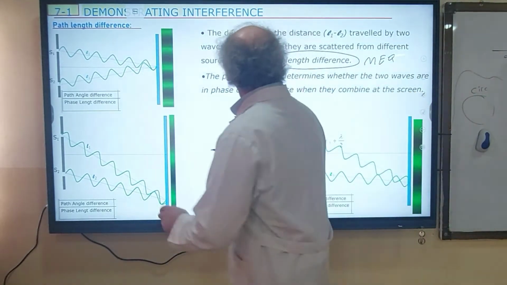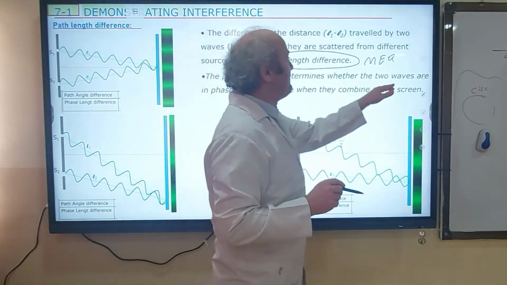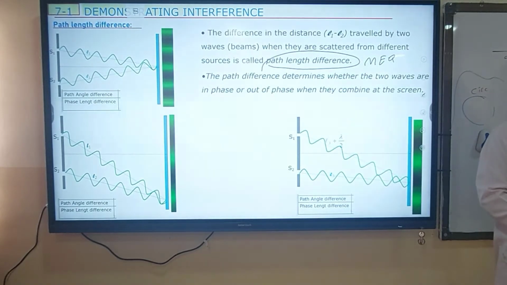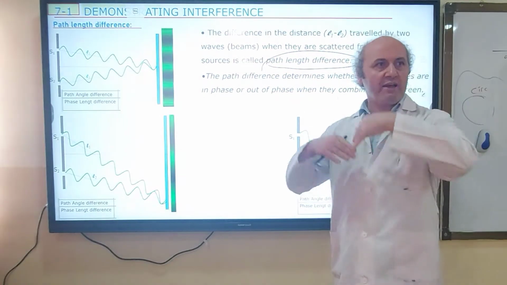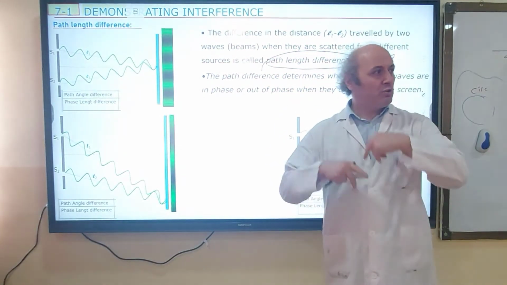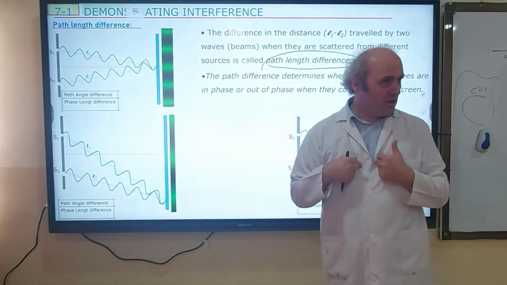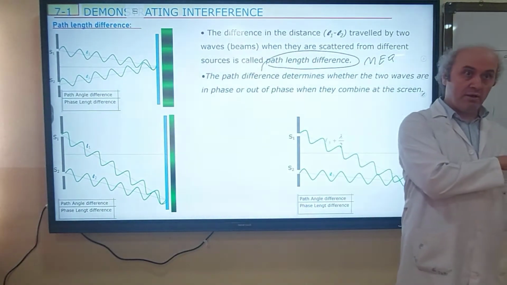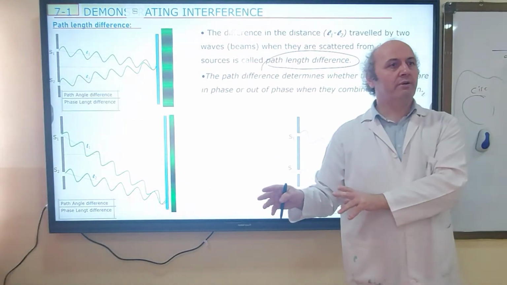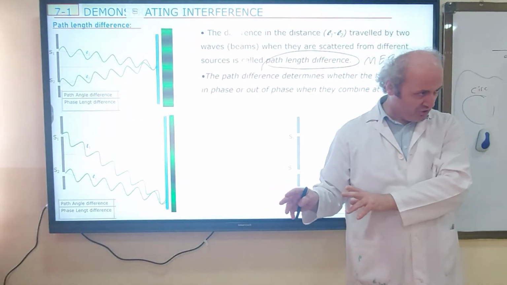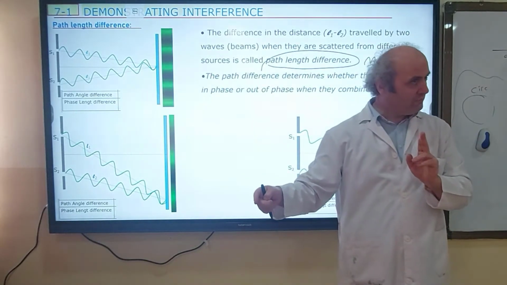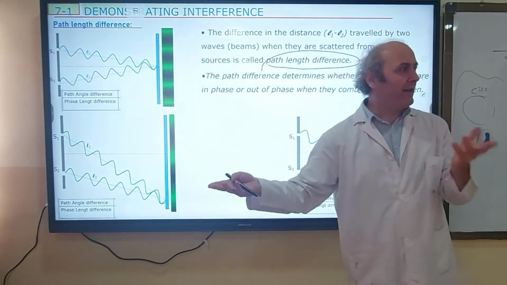Okay. So, the path difference determines whether 2 waves are in phase or out of phase. If a wave travels 1 wavelength longer, they are in phase. 2 wavelengths longer, again in phase. 3 wavelengths longer, again in phase. Or if 1 wave travels lambda over 2 longer, out of phase. 1.5 wavelengths longer, again out of phase. 2.5 longer, again out of phase.